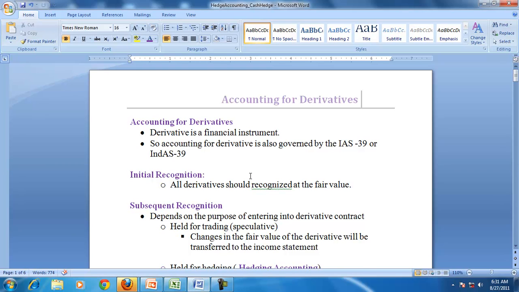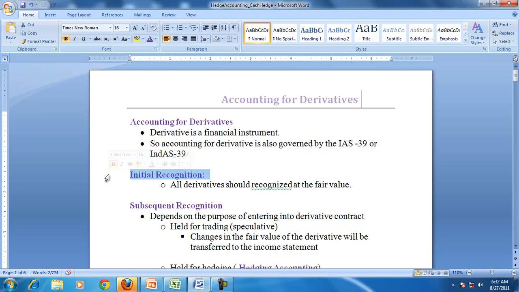So when we say accounting for derivatives, we have to understand what derivatives are and what the relevant accounting standards for derivatives are. Derivatives are another financial instrument. Since a derivative is a financial instrument, the accounting for derivatives is also governed by IAS 39, and for India, Ind AS 39. So the treatment of derivatives is just like any other financial instrument.